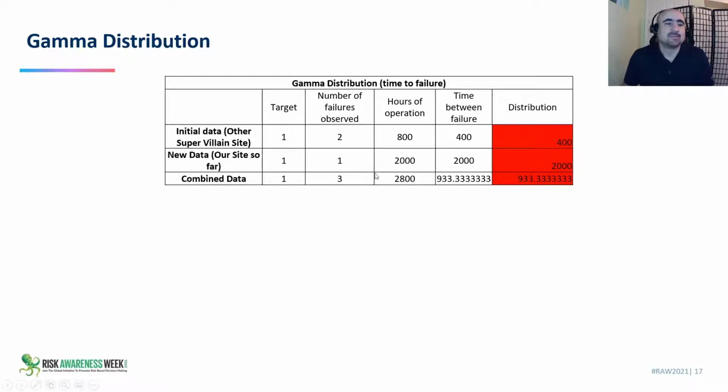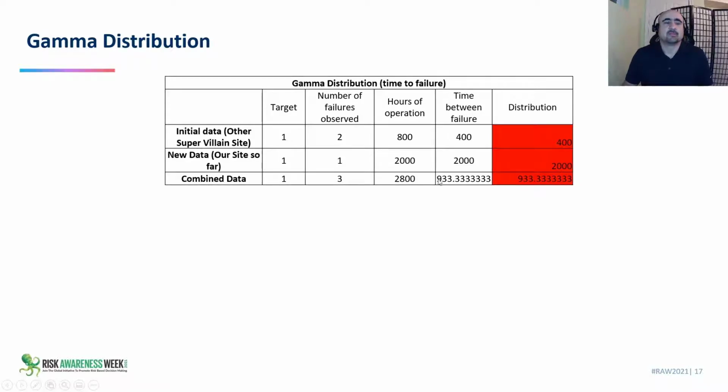Now I've tested my site, and so far I've got 2,000 hours of operation with only 1 failure. So I'm better already. I'm much better, my system. So is it because I was lucky or not? I can't tell for sure. But once again, I can combine the data, taking the prior and adding the new information. So once again, it's just my parameters. I still got a target of 1 failure. I'm going to have in total 3 failures over 2,800 hours of operations.